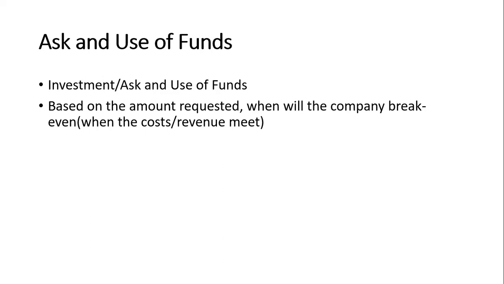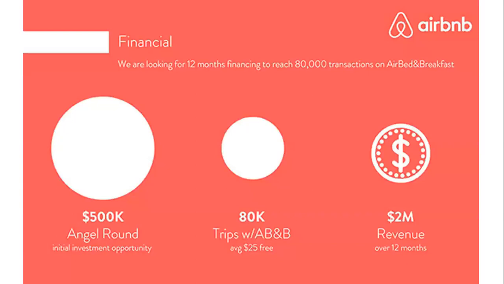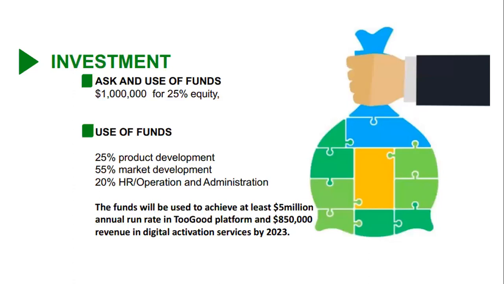So ask and use of funds, you're asking for money, you want money. What are you giving back? What's your offer? And this money you need, what are you going to use it for? Simple as that. For example, Airbnb was asking for $500,000 for 12 months, where it can increase its transactions so that it could market and generate 2 million revenue. That was their ask. This team was asking for $1 million for 25% equity.